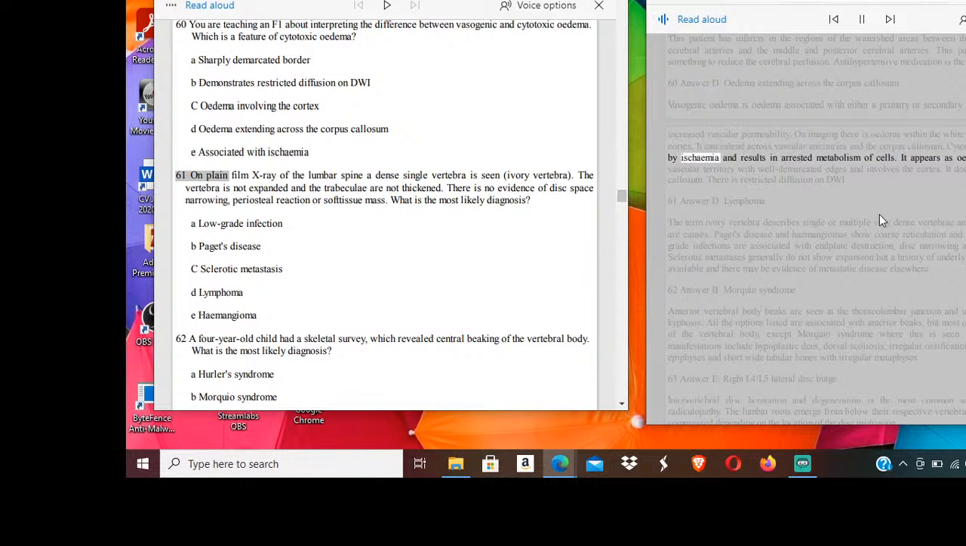Cytotoxic edema is caused by ischemia and results in arrested metabolism of cells. It appears as edema conforming to a vascular territory with well-demarcated edges and involves the cortex. It does not cross the corpus callosum. There is restricted diffusion on DWI.